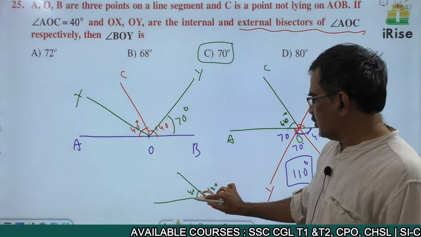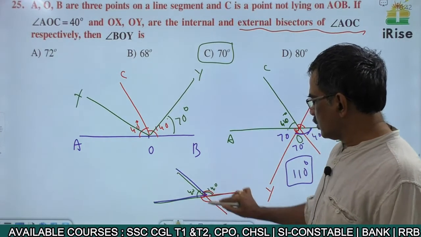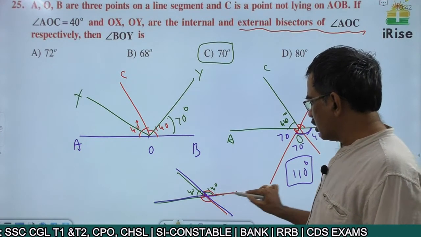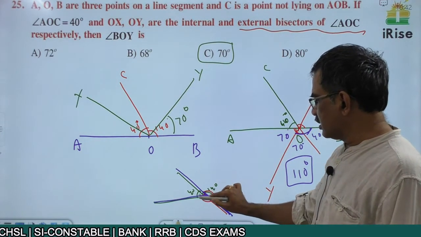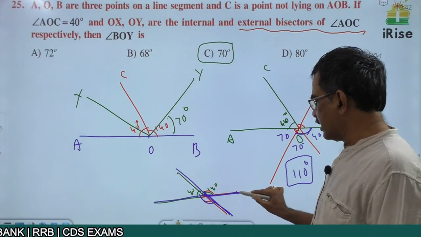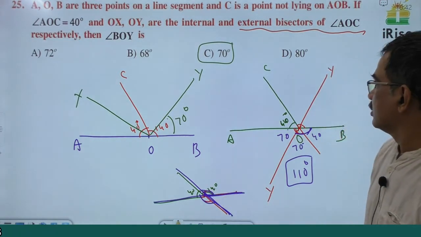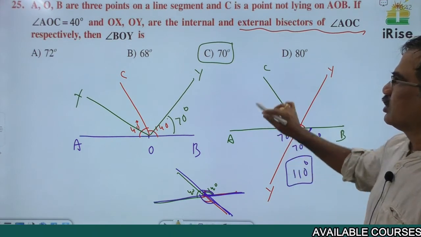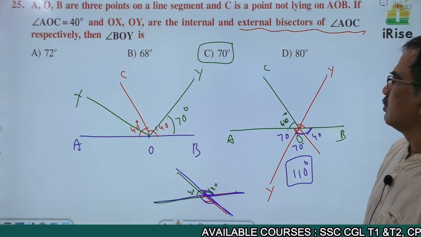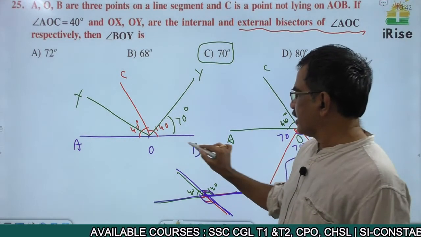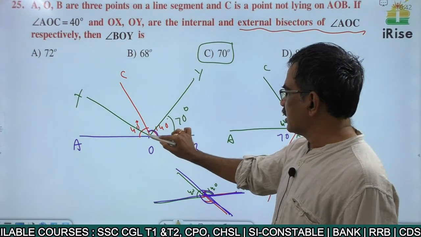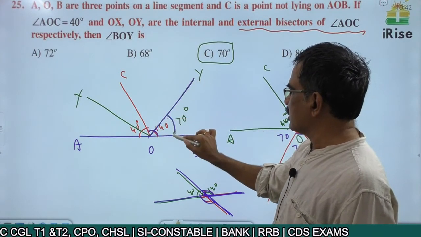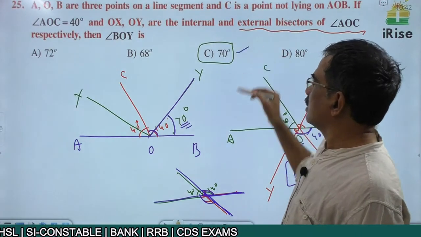Exterior angle means if this is angle AOC, you can extend either this line or this line. If this is extended, this is the exterior angle. If you extend like this, this is the exterior angle. So we get two types of answers for this question, but if you consider angle BOY as the exterior angle and this as the angular bisector, the answer is 70. This is the answer for this question.